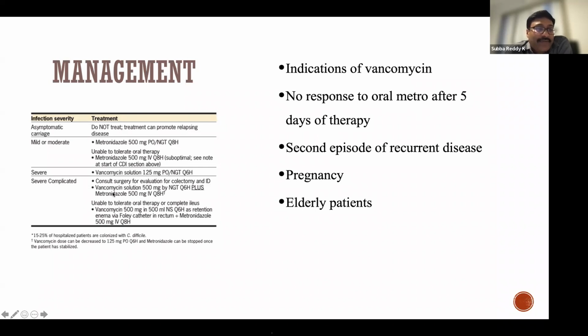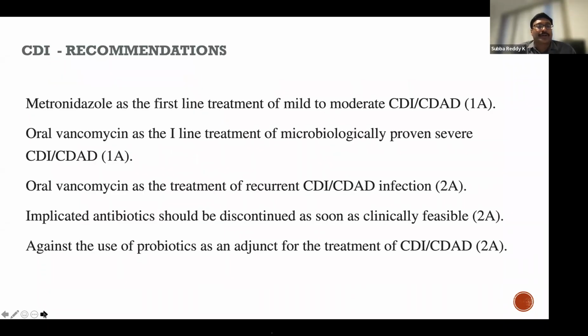If it is complicated, then we have to immediately get a colorectal consult, and then we have to use vancomycin at higher doses like 500 milligrams 6th hourly plus metronidazole 500 milligrams 8th hourly. So you should know the indications for vancomycin when the patient is not responding to metronidazole, and sometimes you have to combine both metronidazole and vancomycin if it is severe C. difficile diarrhea. These are the recommendations: metronidazole is the first line of treatment, and then oral vancomycin we can use if it is severe C. difficile diarrhea.